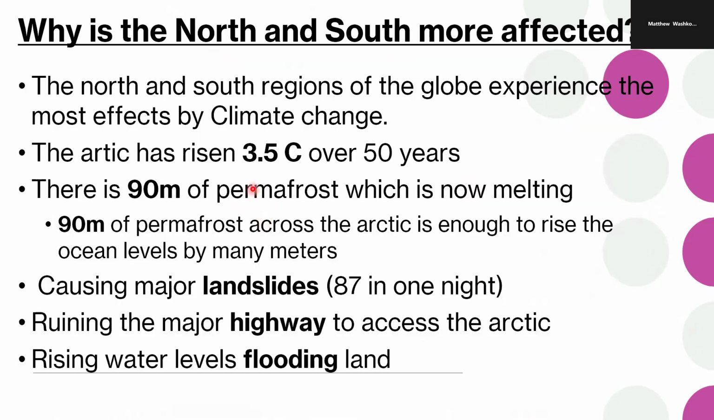Here we go. You want to write this down. So again, the Arctic has risen 3.5 degrees over the last 50 years. We're now at about, I think, 6 degrees. This was written a couple of years ago. There is 90 meters of permafrost, which is now melted.